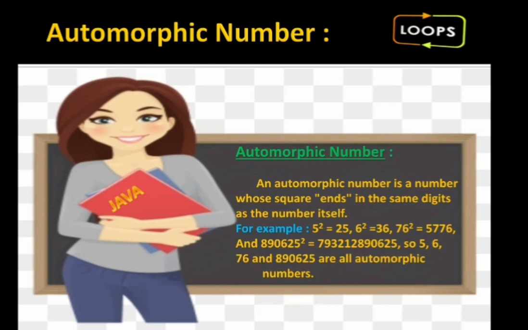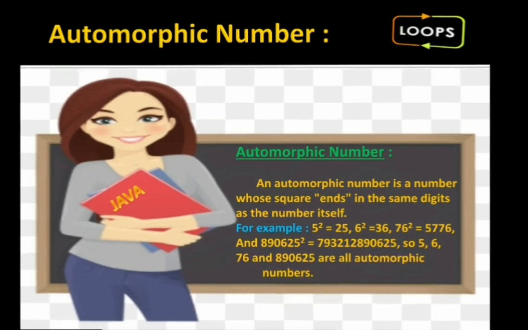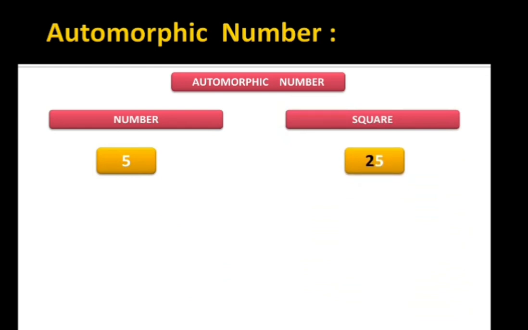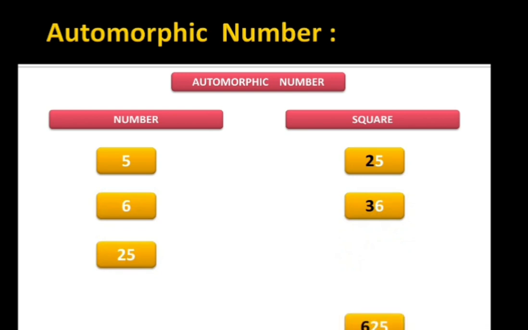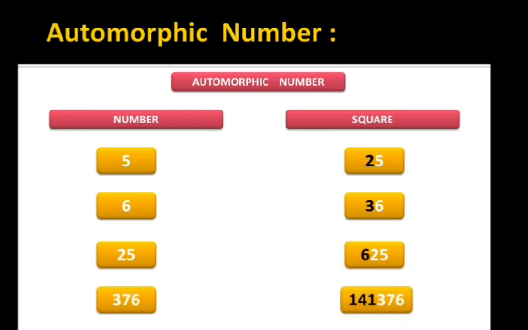They are automorphic numbers. Now moving further, how we are going to create a logic of automorphic number? First of all, a few automorphic numbers by squaring. I'm showing it. 5 becomes 25, in last we are having 5. 6, squaring of 6 is 36 and in last we are getting 6. 25, square of 25 is 625, in last we are getting 25. 376, when we square we get a value and in last we are getting 376.